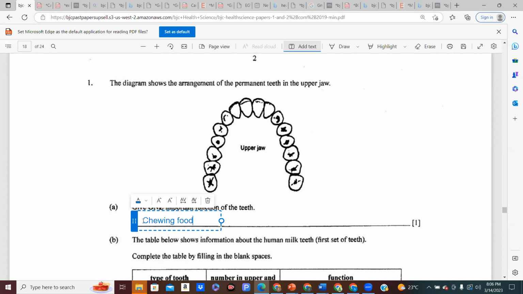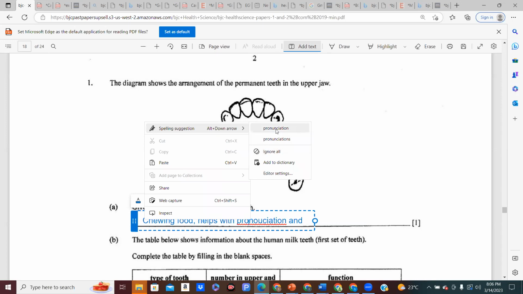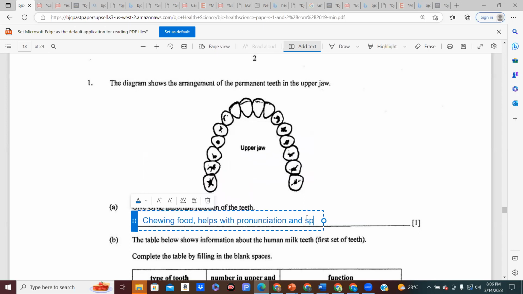Chewing food. What else do the teeth do? It helps you to speak well. Yes, it helps with pronunciation. It gives the face shape. Very good. It gives the face shape. So with pronunciation and speaking.